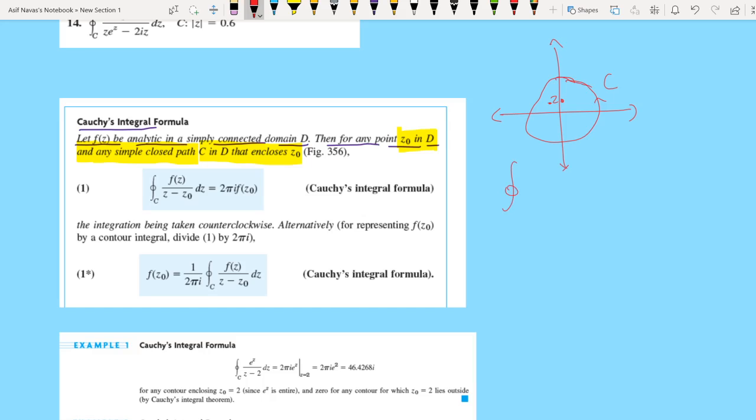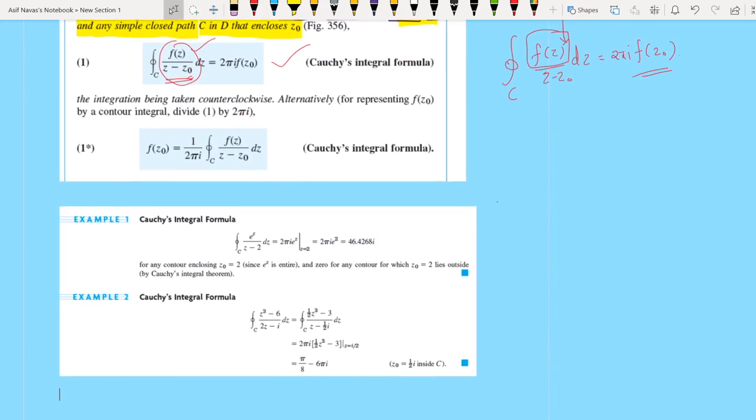Then the integral over C of f of z divided by z minus z naught. Here this function is not analytic at z equal to z naught, because the denominator becomes 0. So this is equal to 2 pi i into f of z naught. So f of z must be analytic. The numerator part must be analytic, and in the denominator you must have z minus z naught. Then we can use Cauchy integral formula. For now I will do a few examples.